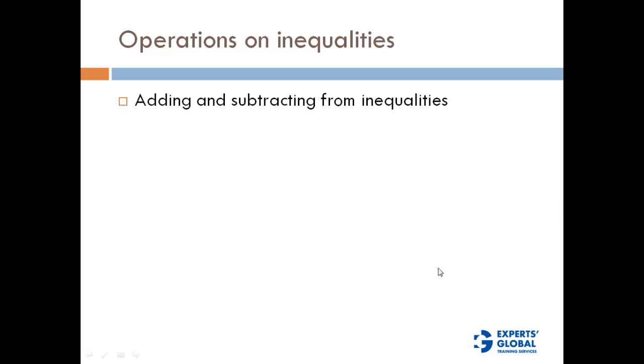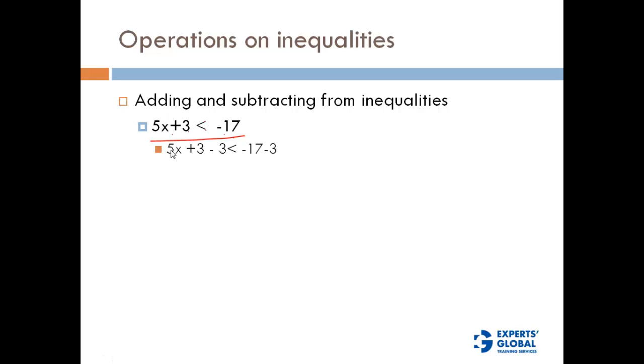Let's look at operations on inequalities. So adding or subtracting from inequalities. Let's look at this inequality, 5x plus 3 less than minus 17. Okay, this is something like an equation, but it's an inequality. We have two algebraic expressions, one for each side, and we have a relation given by an inequality sign. So we are saying 5x plus 3 less than minus 17.